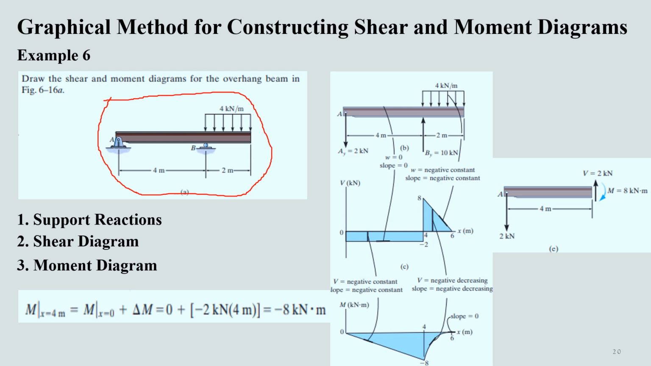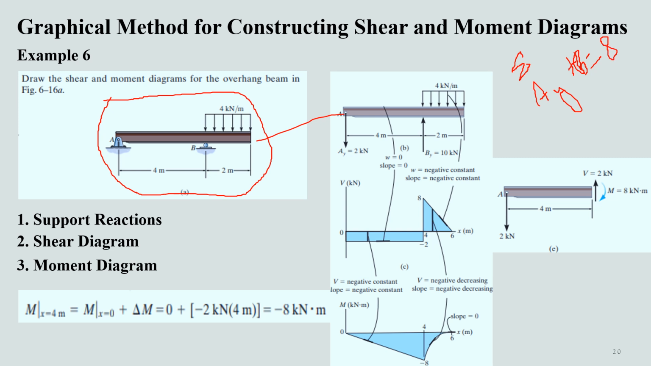Again, this problem will become very simple if we start from determining the support reactions. You have to take summation of forces. Summation of forces means AY plus BY is equal to 4 into 2. I'll write it here for clarity. AY, just consider that as a Y with the B as well, and this will be equal to 4 into 2, thus 8 kilonewton. Sorry, not kilonewton meter, 8 kilonewton.